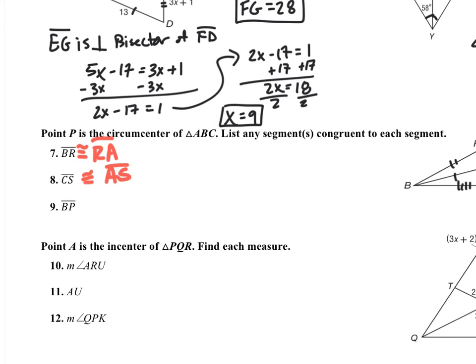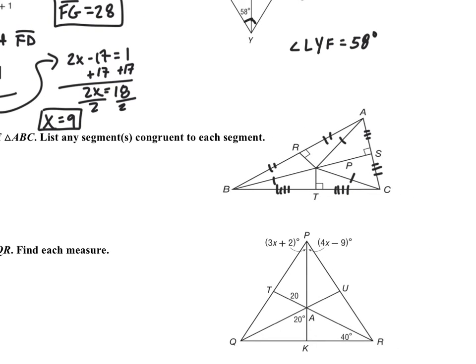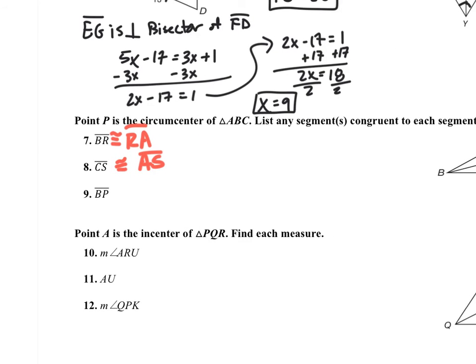All right, then segment BP has a couple other congruents. Here's BP, which is congruent to AP and to CP. So I'm going to put both. BP is congruent to AP and PC, CP, whichever. All right, now let's take a look at 10, 11, and 12.